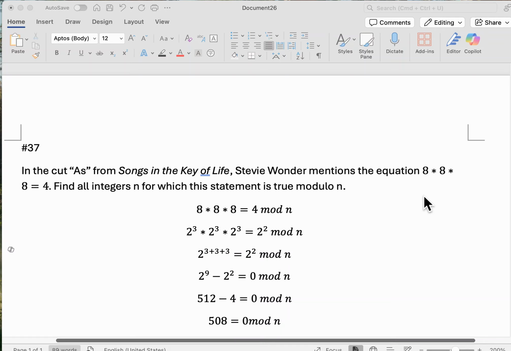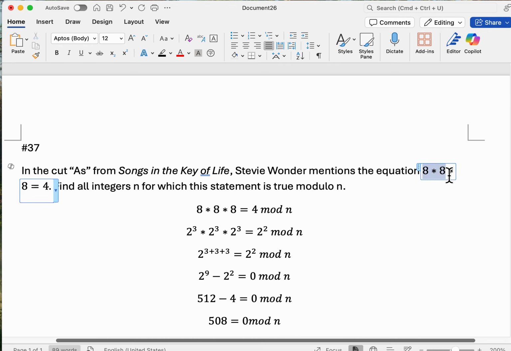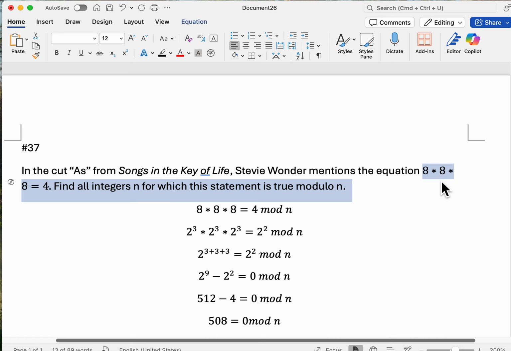8 times 8 times 8 is 4. We're going to do a nice musical pop cultural example here for a number theory problem. Because it says in the finale, before the music drowns out, from As, a song in Songs in the Key of Life by Stevie Wonder, they mentioned that particular lyric or equation that 8 times 8 times 8 equals 4.